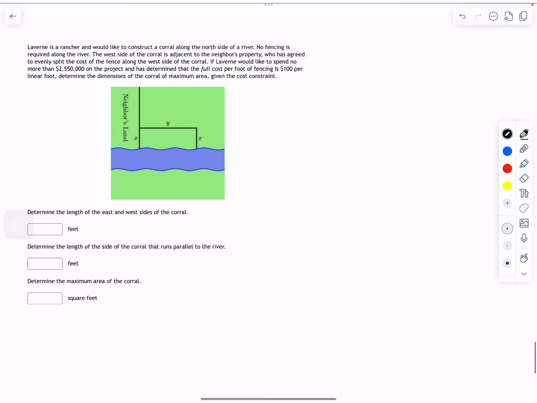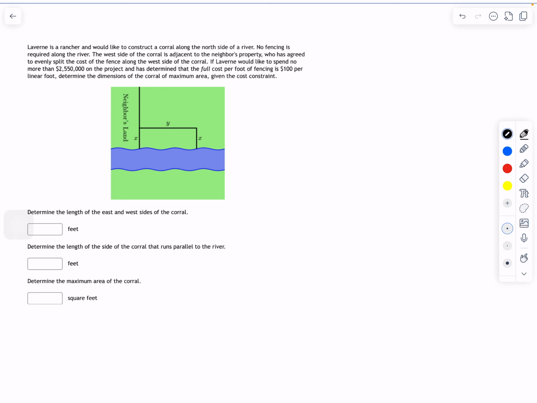Okay, the problem is saying Laverne is a rancher who would like to construct a corral along the north side of the river. No fence is required along the river. The west side of the corral is adjacent to the neighbor's property, who has agreed to evenly split the cost of the fence along the west side of the corral.